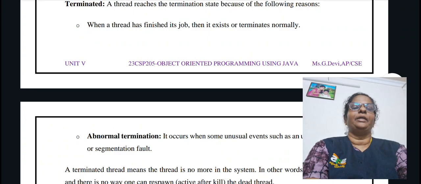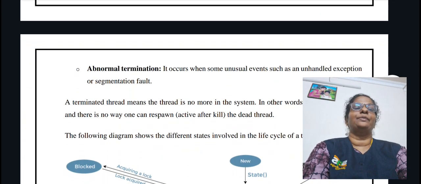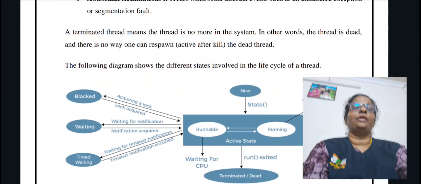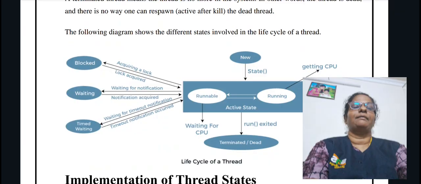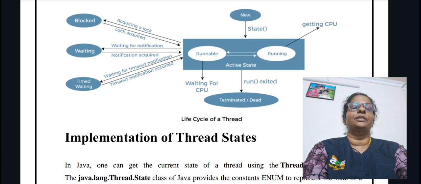Likewise, abnormal termination occurs due to some unusual events such as an unhandled exception or a segmentation fault. The following figure shows multiple tasks in particular threads, which are waiting, runnable, and executing the particular task.